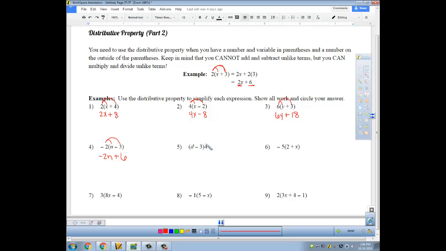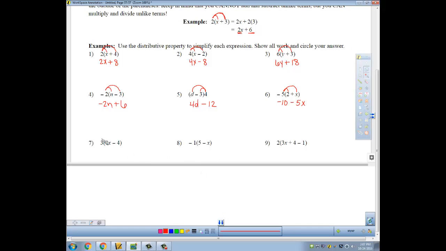For number 5, the number is on the other side, but that's okay. But we're still going to go with this first number on the inside of the parentheses. 4 times d is 4d. And 4 times negative 3 is negative 12. Number 6, negative 5 times 2 is negative 10. Negative 5 times x is negative 5x. Number 7, 3 times 8x is 24x. 3 times negative 4 is negative 12.